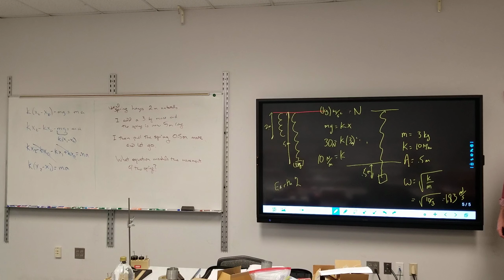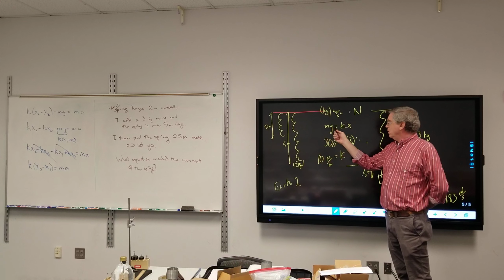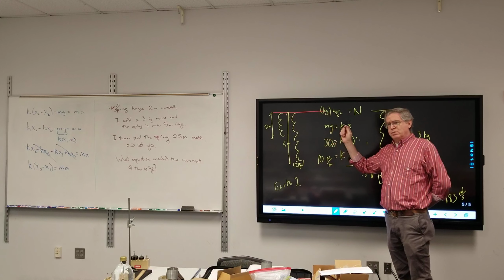How did you get 30? Here, the mass was 3 kilograms. Little g, I put it on Earth too, so 10 meters per second squared.